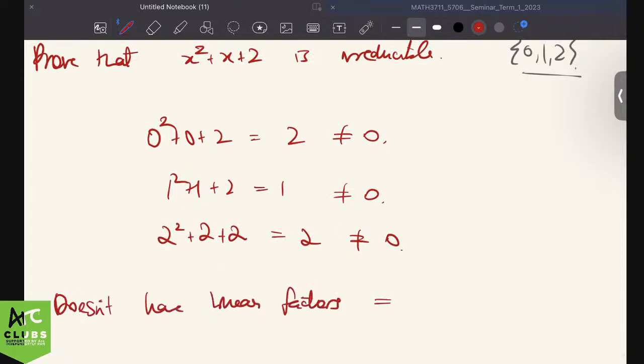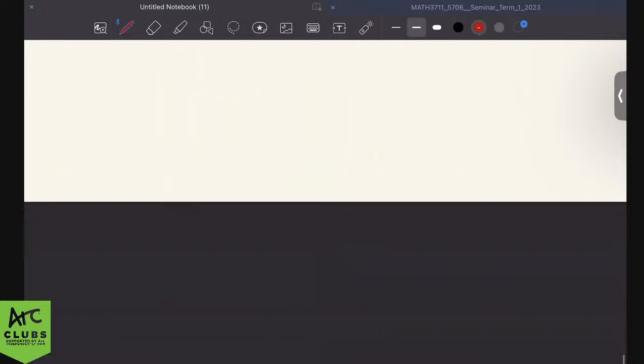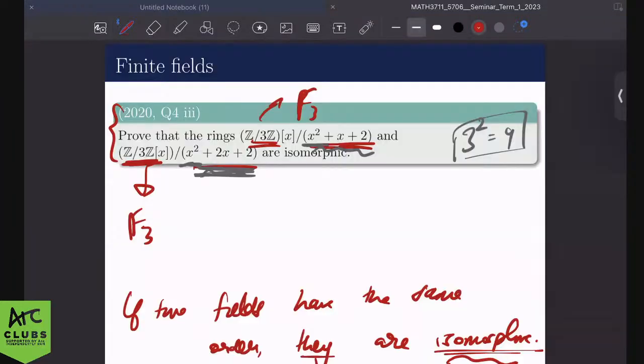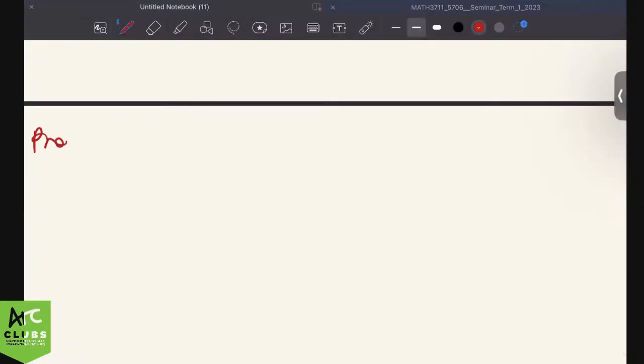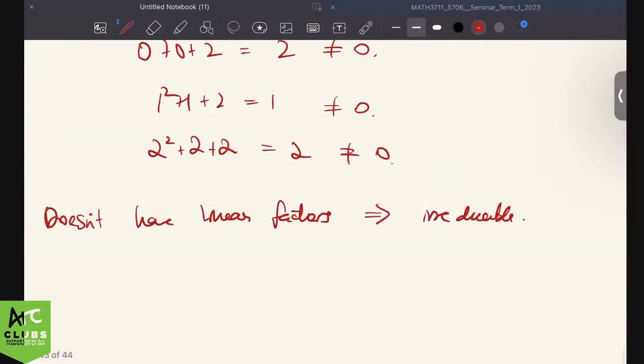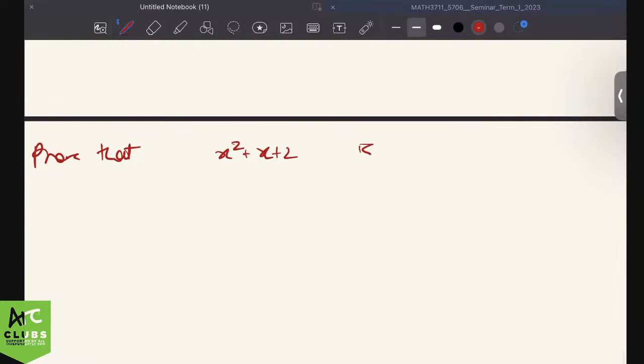Therefore, it's irreducible. Alright, do the same thing with the other polynomial. Prove that x squared plus x plus 2 is irreducible. So it's 2x this time.